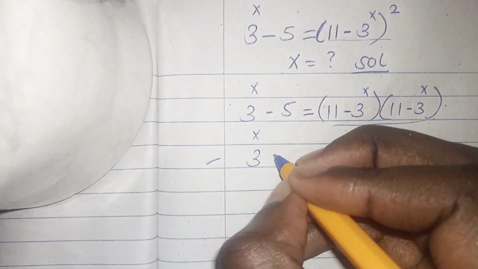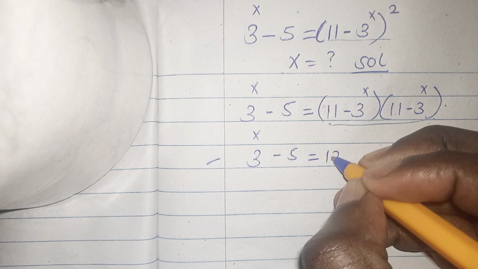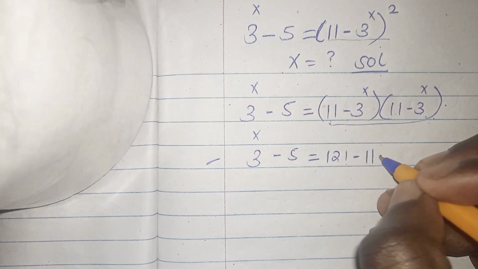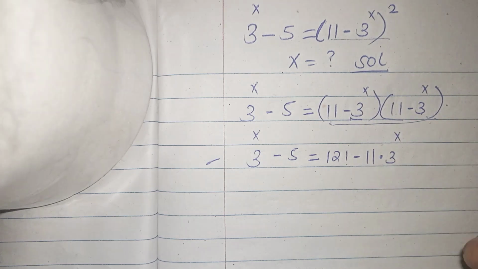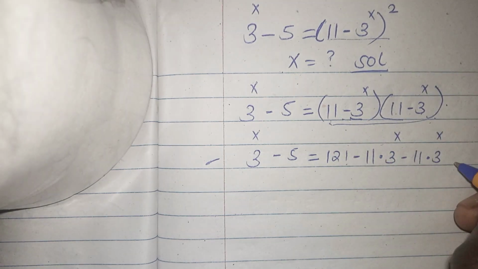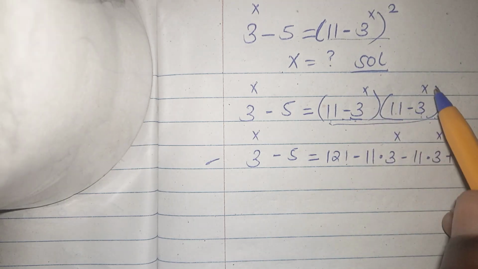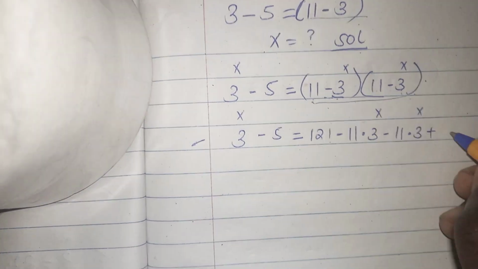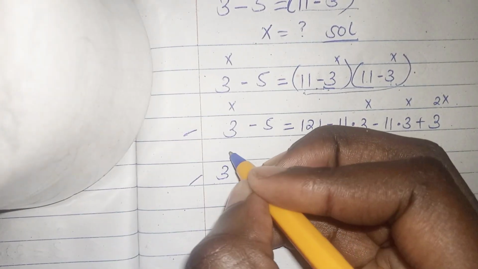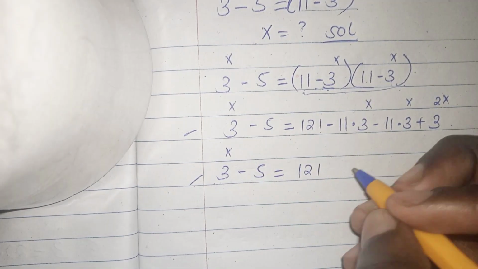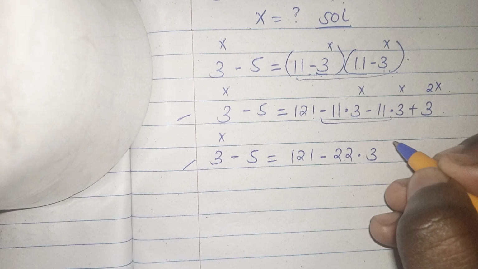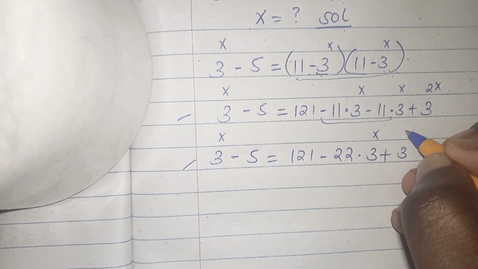Therefore, 3 to the power of x minus 5 is equals to 11 times 11, this is 121. 11 times negative 3 to the power of x, this is minus 11 times 3 to the power of x. Then this times this, we shall have minus 11 times 3 to the power of x. Negative times negative becomes positive, so 3 to the power of x plus 3 to the power of x according to one law of indices gives 3 to the power of 2x. In our next step, 3 to the power of x minus 5 is equals to 121, minus 11 minus 11, this is minus 22 times 3 to the power of x, plus 3 to the power of 2x.